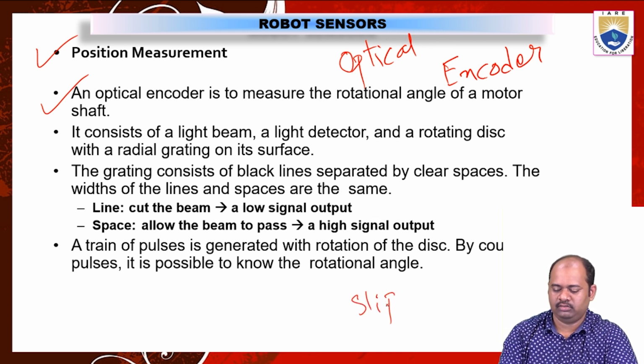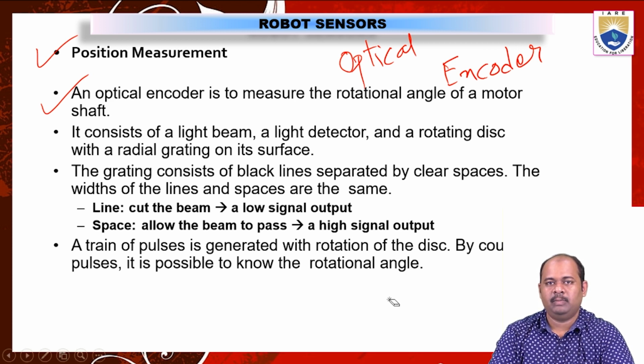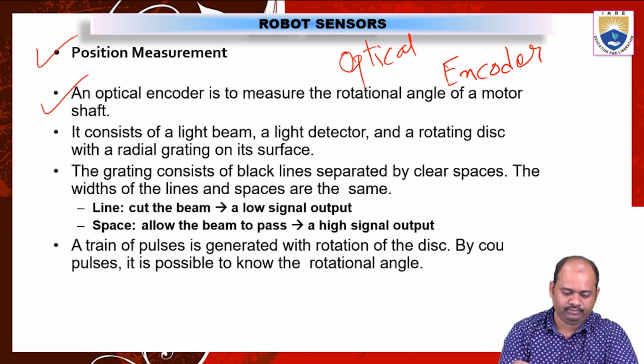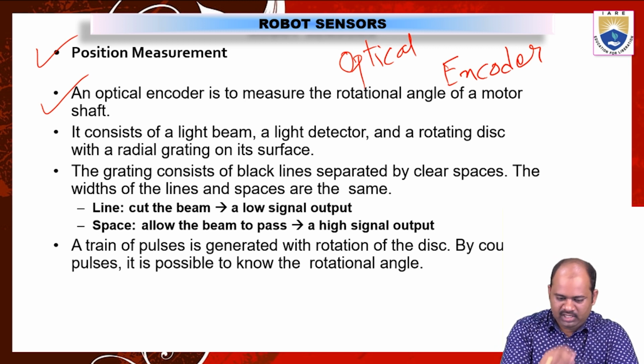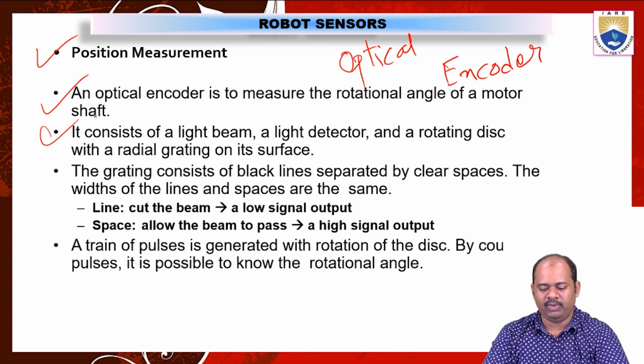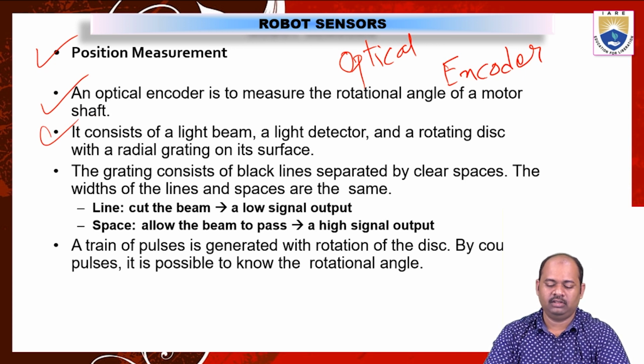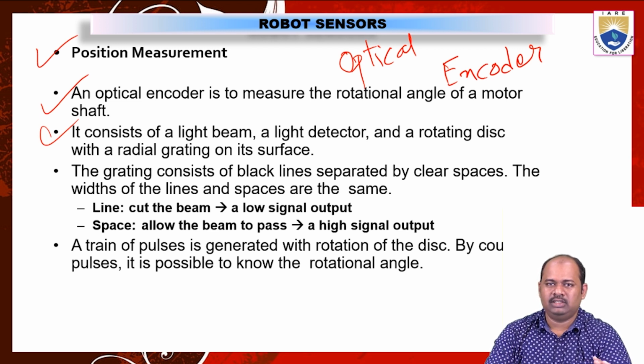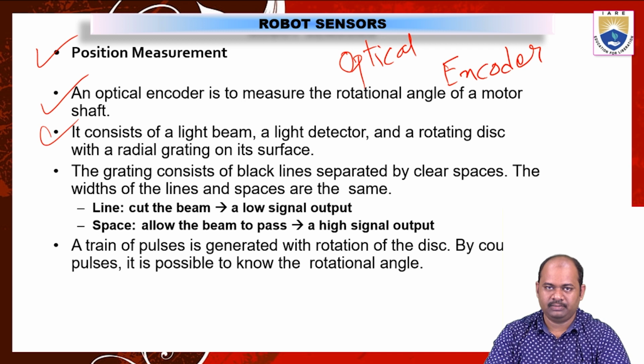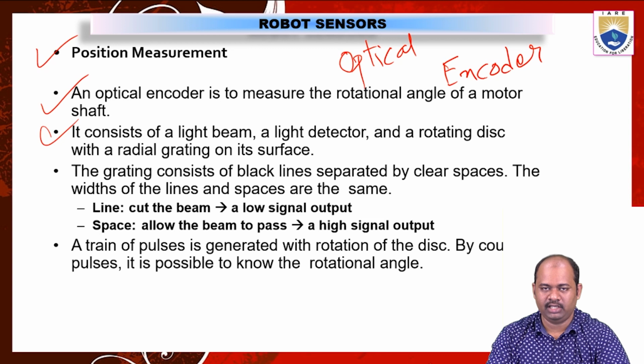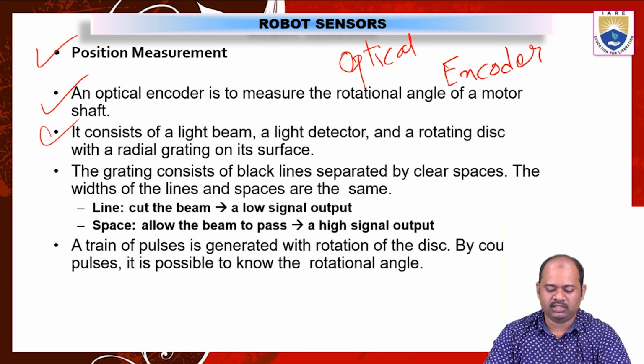Now this rotating disc has slits which allow light to pass through them. The grating consists of black lines separated by clear spaces. The slits or holes made on the circular disc are also called grates. The grates consist of black lines and slits separated by clear spaces. The width of the lines and spaces are the same.